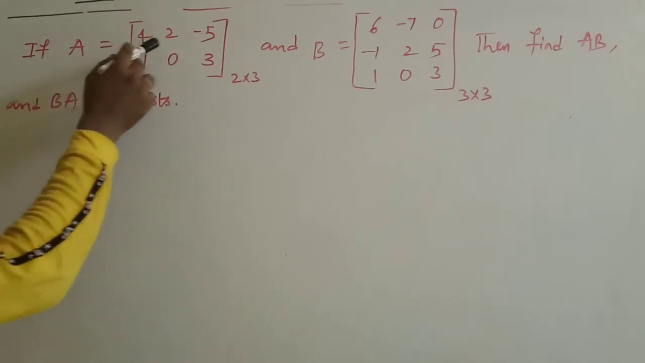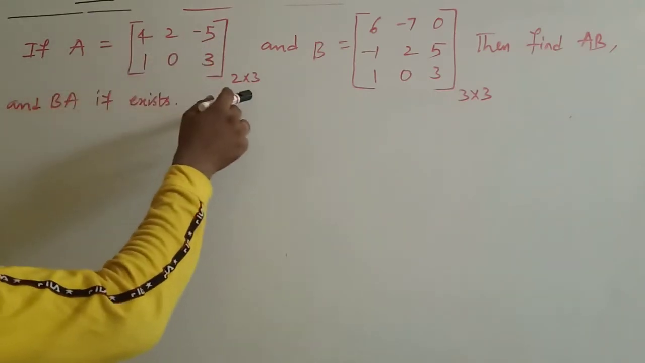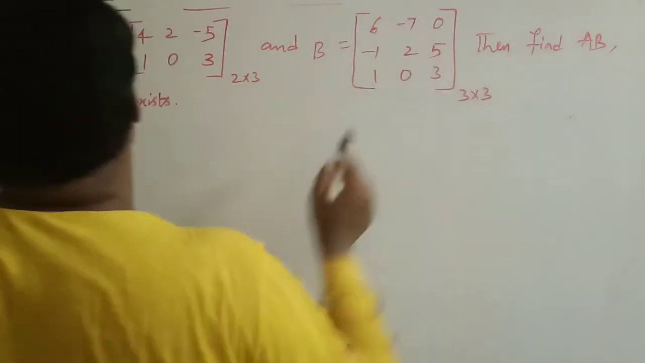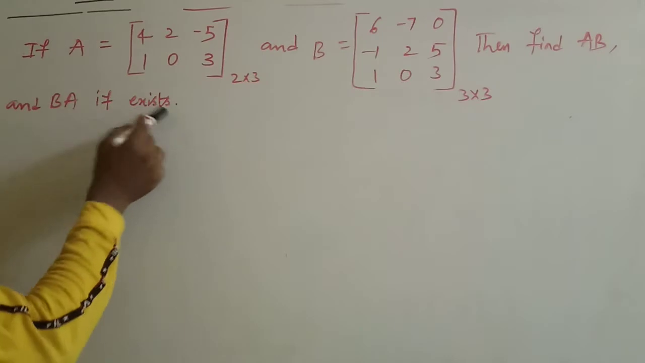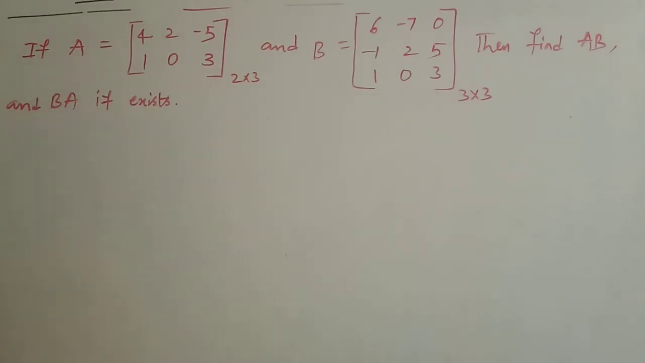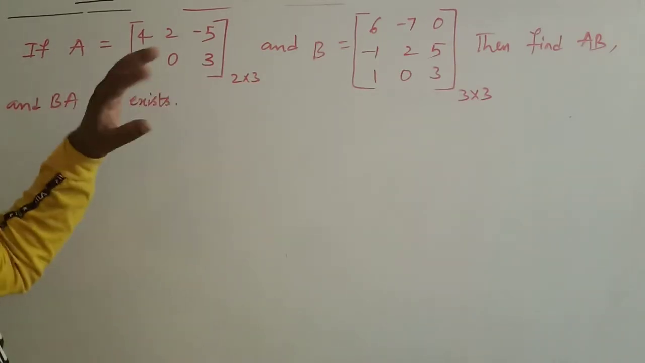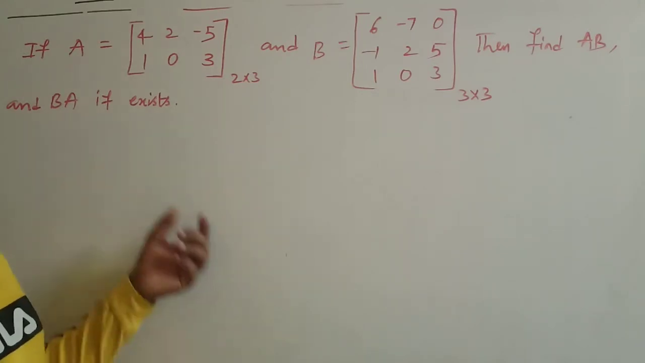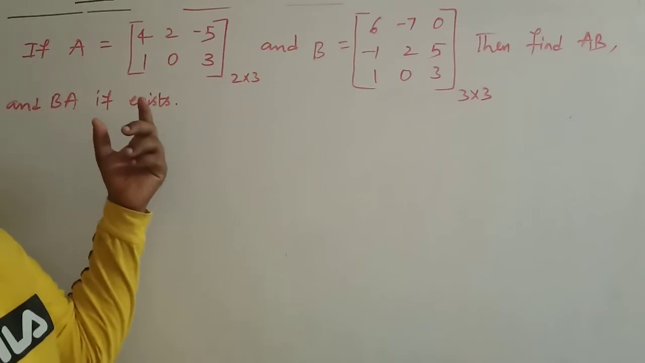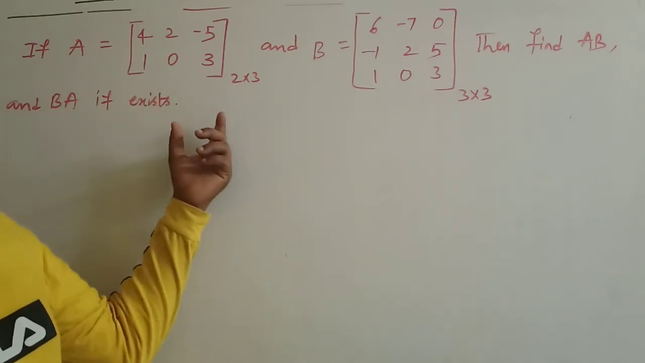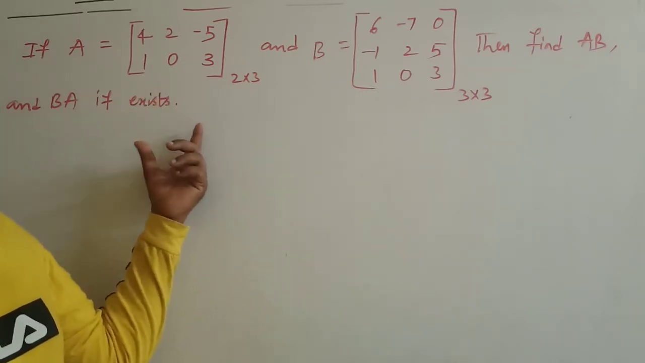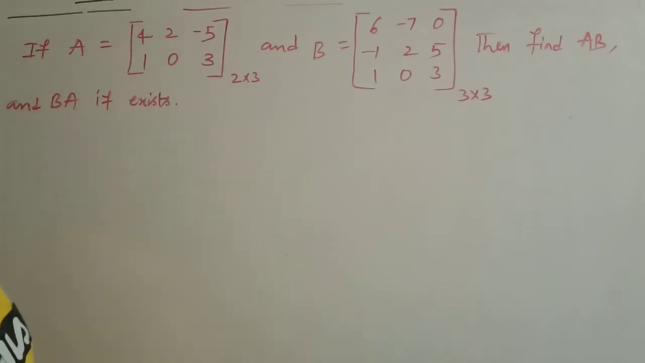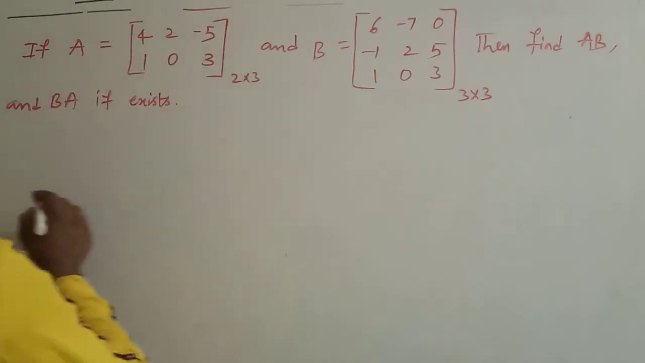If A is equal to [4 2 minus 5; 1 0 3], it is a 2 by 3 matrix, and B is a 3 by 3 matrix, then find AB and BA if they exist. Now how do we know whether that multiplication is possible or not? I already gave you the condition: the number of columns in the first matrix must equal the number of rows of the second matrix. Now check here, first for AB.